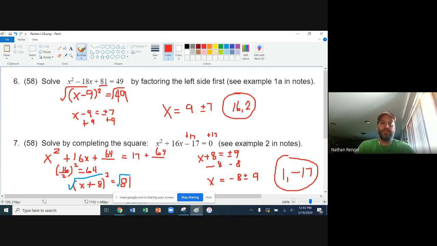So those are the two types of examples that we saw in lesson 58.